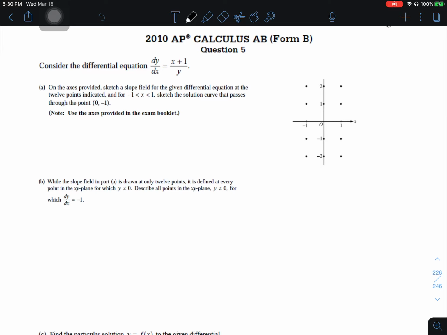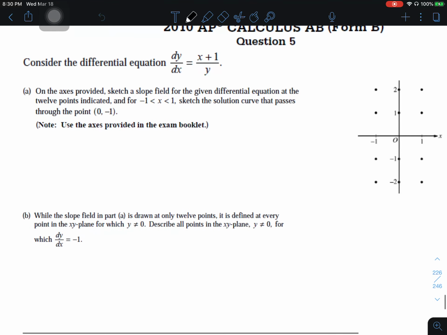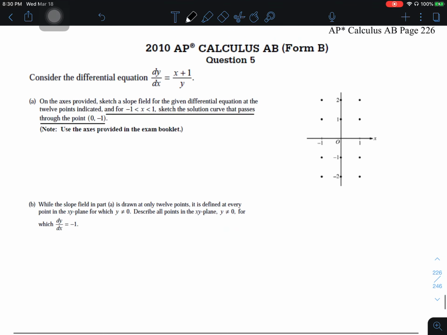That's from -1 to 1. I think they would have that being inclusive. Anyhow, sketch the solution curve that passes. Oh, okay. So this is the second part. And from -1 to 1, not inclusive, sketch the solution curve that passes through 0, -1. All right, let's do the first part, which is sketch the slope field.